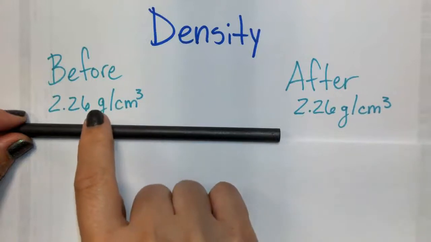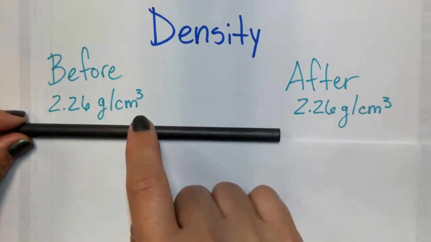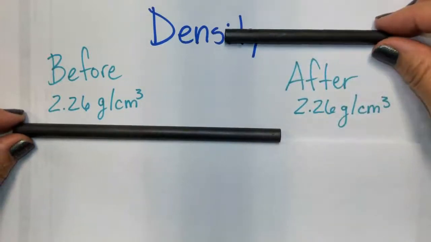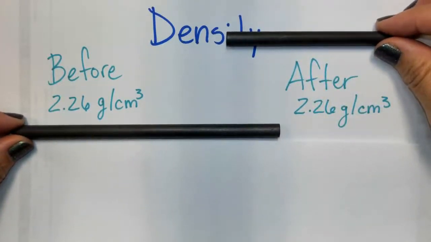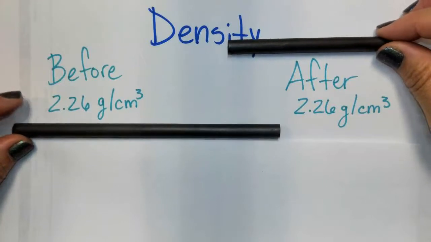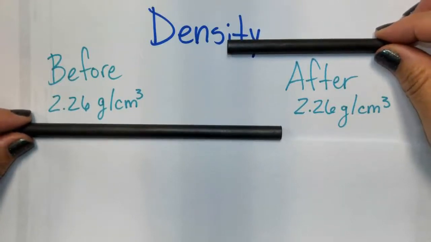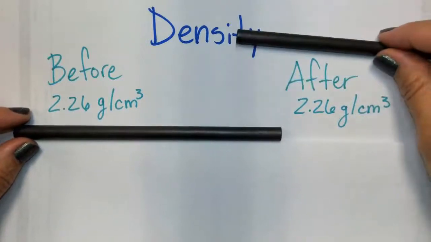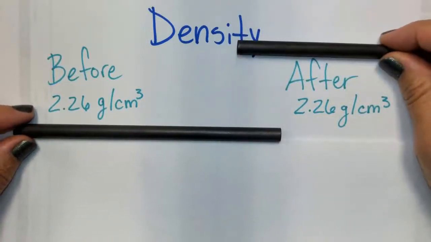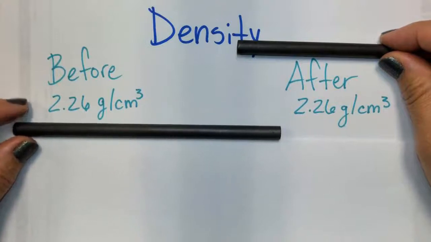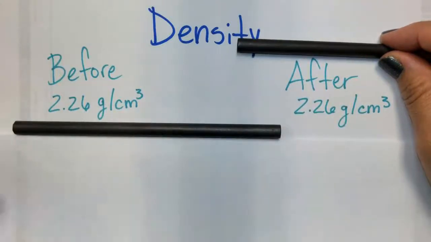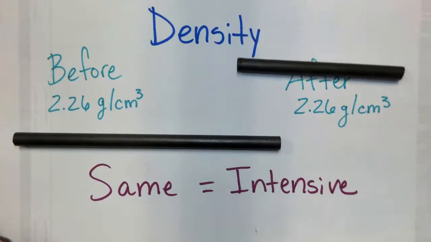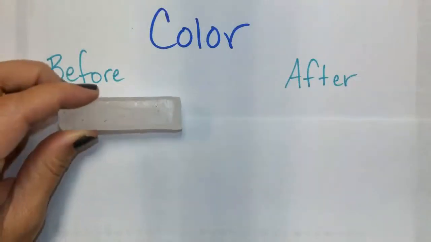So if I change the amount of mass, I am simultaneously changing the amount of volume. This piece has half as much mass, but it also has half as much volume. Because the mass and the volume are in proportion with each other, the density still is 2.26 grams per cubic centimeter, even if I have half as much. Because the density is the same before and after I cut it in half, that means density is an intensive property.